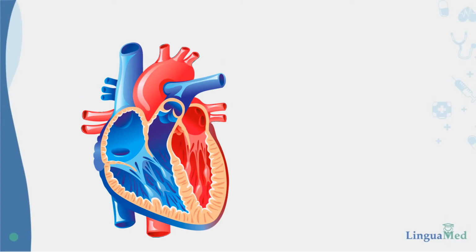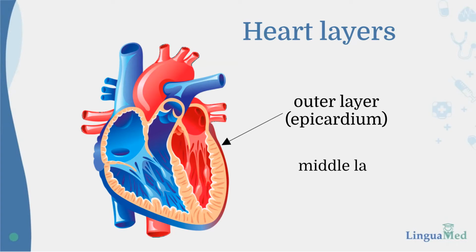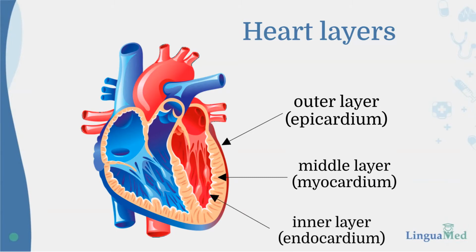It has three layers. The outer layer of the heart, which is called the epicardium, covers the outer surface of the heart. The middle layer, which is called the myocardium, is the thickest layer and the actual contracting muscle of the heart. The inner layer, which is called the endocardium, covers the inner surface of the chambers and the valves.